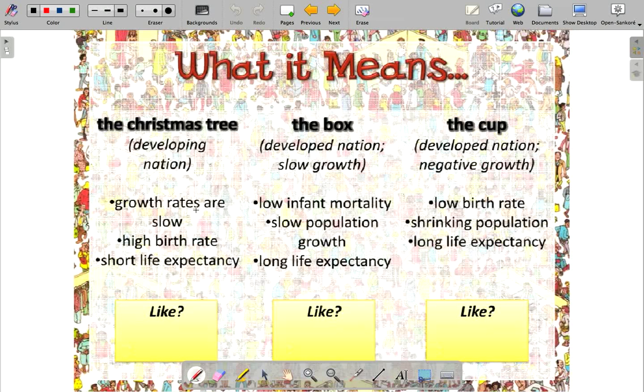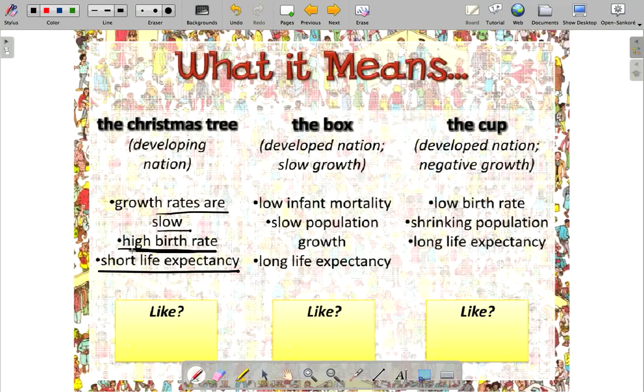Where are you going to find a Christmas tree shape? Mostly in developing countries and developing nations. And what does that mean when you see this? It means that growth rates are generally slow. Why? You saw so many children being born. So why is this growth rate slow? The growth rate is slow because those children are not surviving into adulthood, into old adulthood, into elderly. So you have a short life expectancy. Many children are born, but they're also dying frequently early. You have an early death.